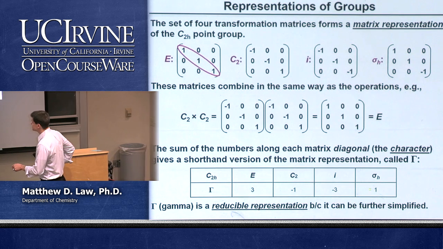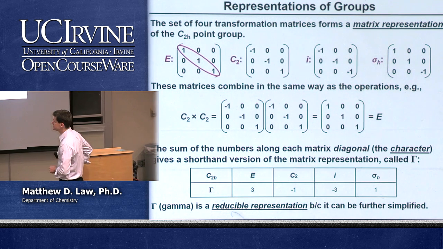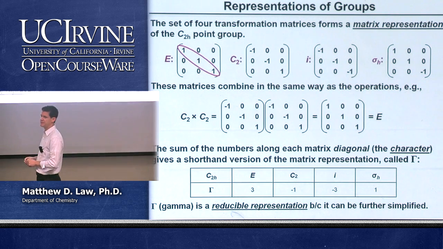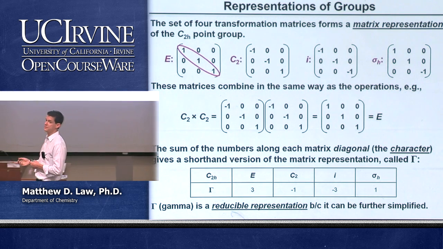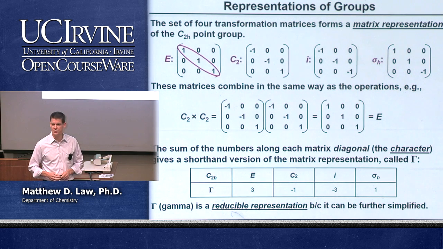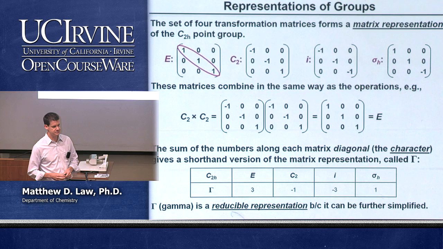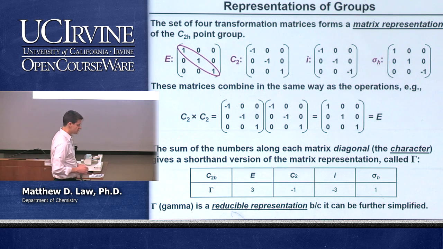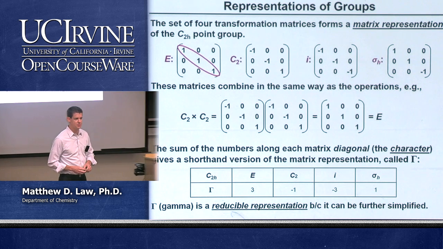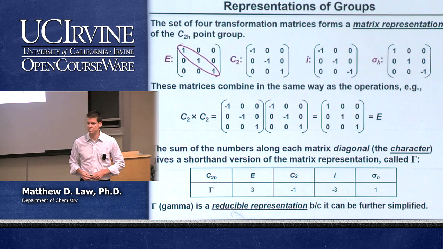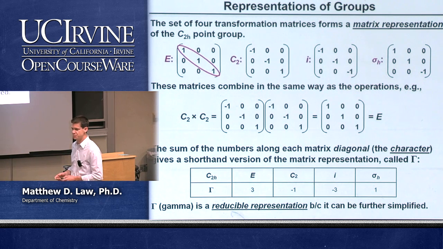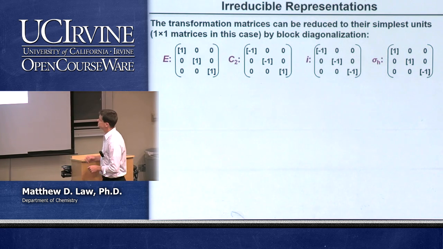This collection of characters for gamma gives us a reducible representation that in this particular case explains how x, y, and z, the coordinates at the center of the molecule, transform with the four different operations that we have in this particular point group. This reducible representation is so called because it can be further simplified into components. And we're going to generate what are called irreducible representations, which are the basic building blocks of the symmetry of this point group. So let's do that.